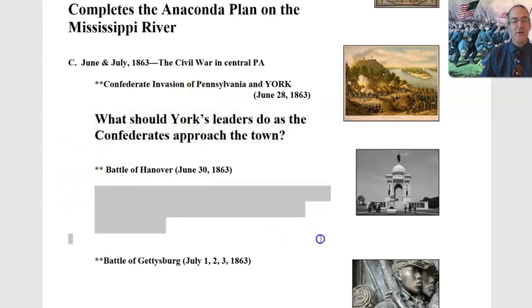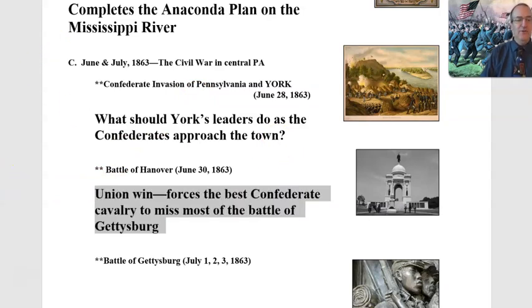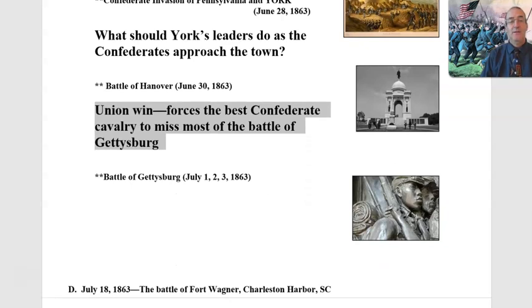Wednesday, we'll do the Battle of Hanover. Yes, little old Hanover, PA. Where the Union forces are going to fight a cavalry battle against Confederate forces. It's going to be good for the Union side. We'll force those Confederates away, and they're going to miss most of the Battle of Gettysburg.